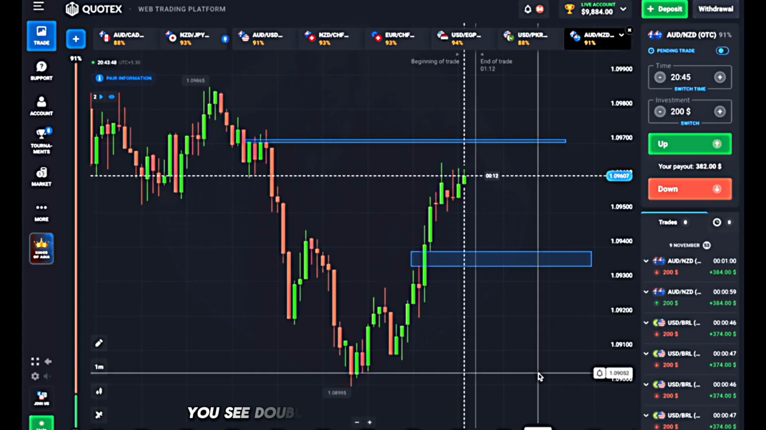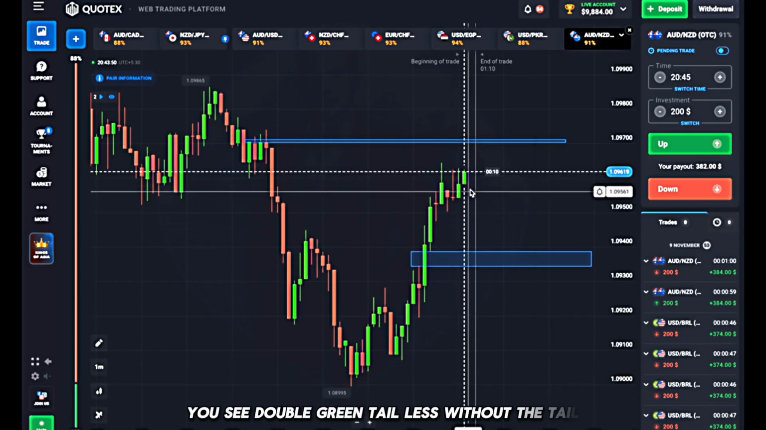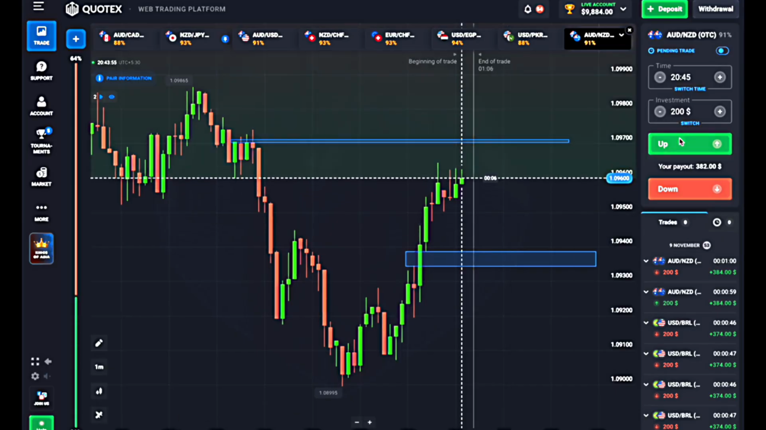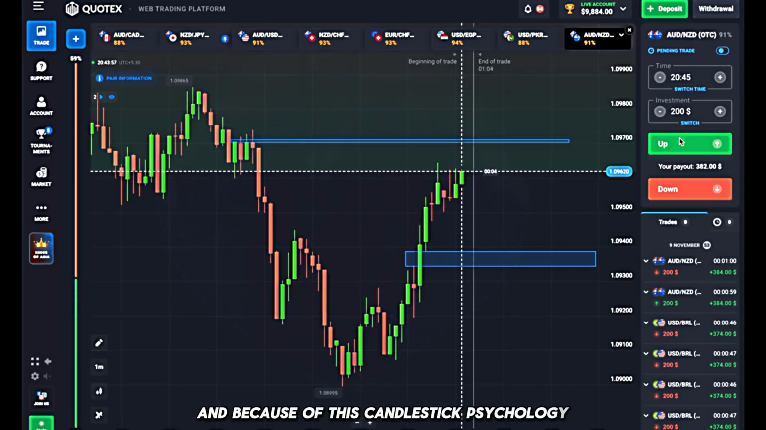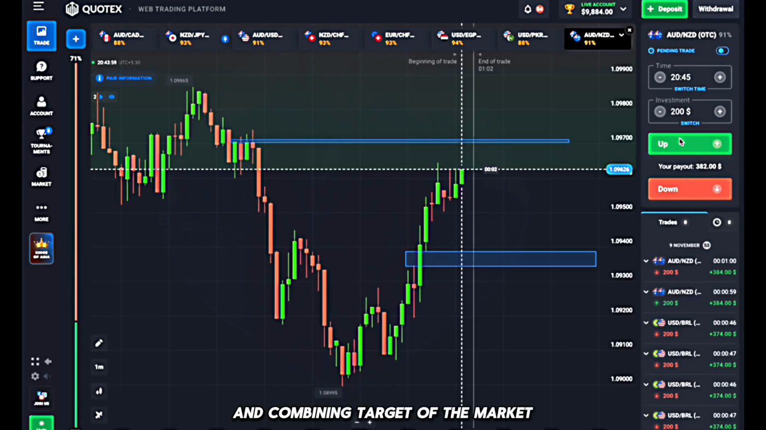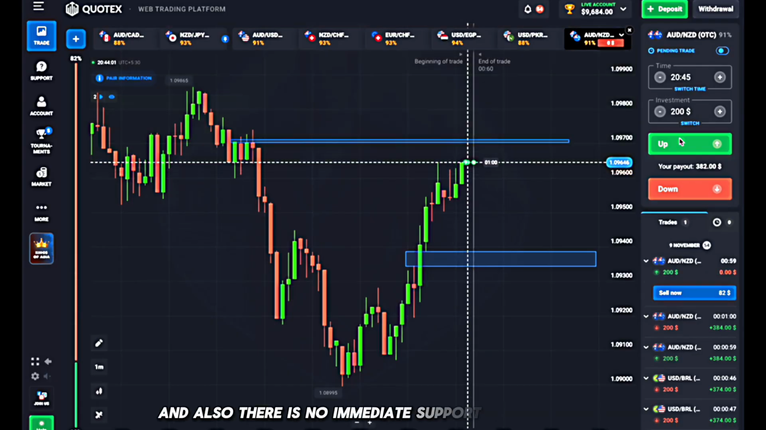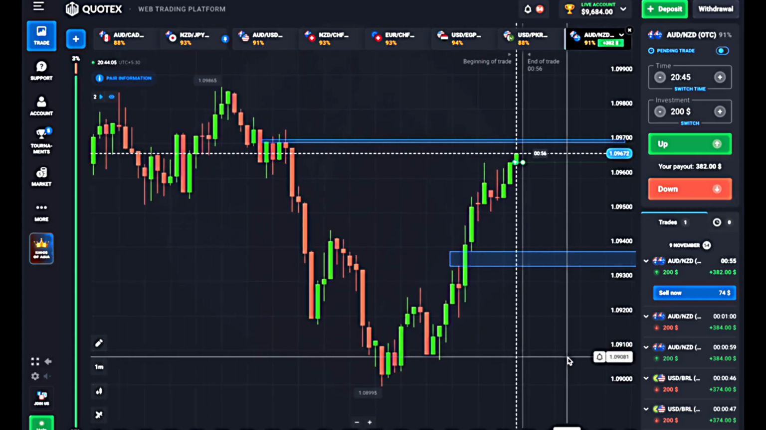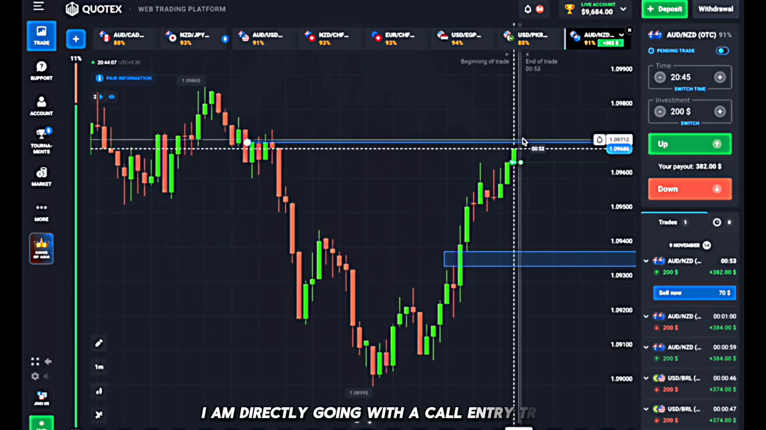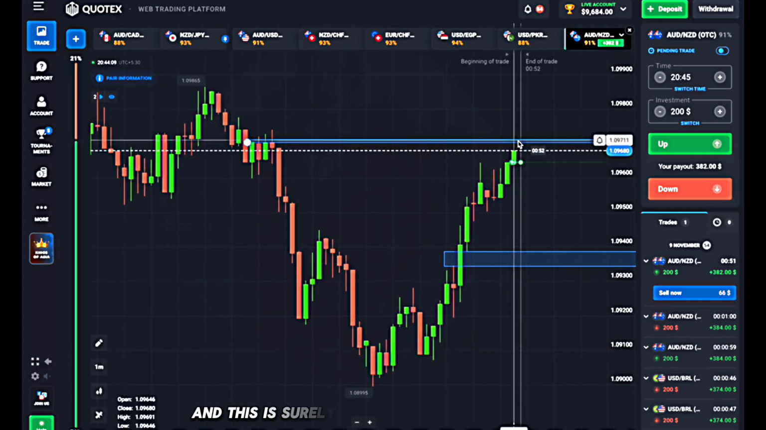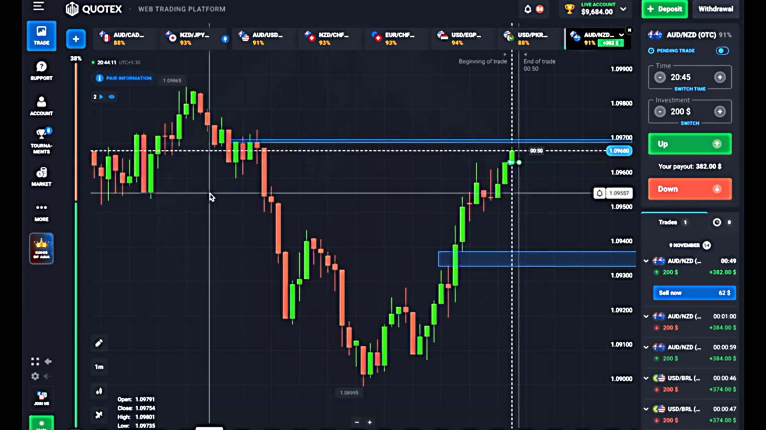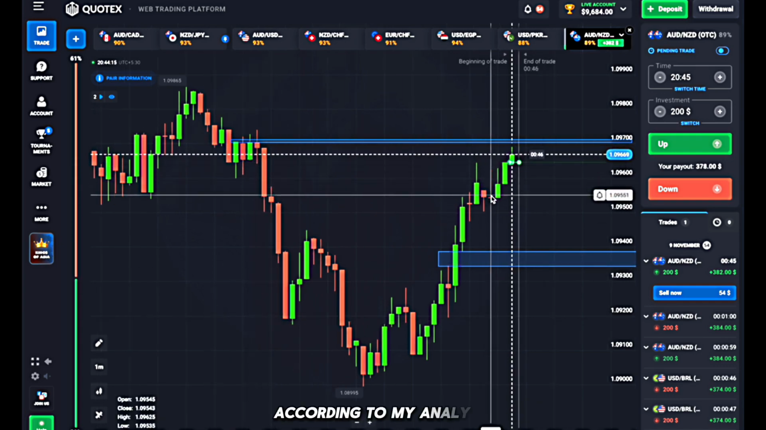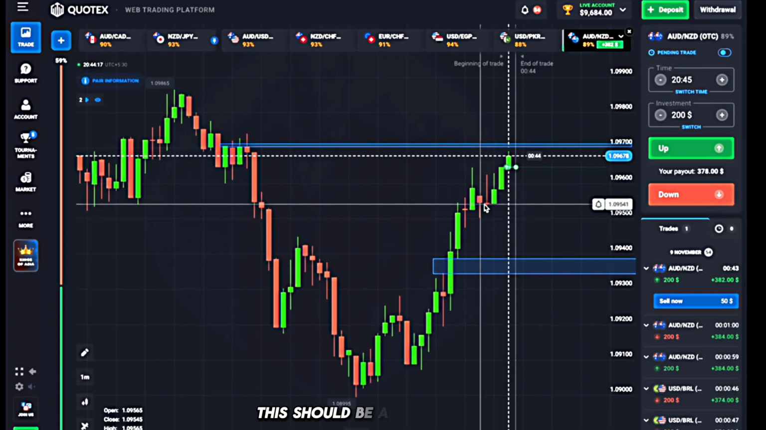You see, a double green candle without a tail is forming, which is very, very healthy. And because of this candlestick psychology and combining the target of the market, and also there is no immediate support and resistance, there is no immediate supply zone, I am directly going with a call entry trade, and this is surely going to be a winning trade. Let's see how the candle is going to react. According to my analysis, this should be a winning trade.